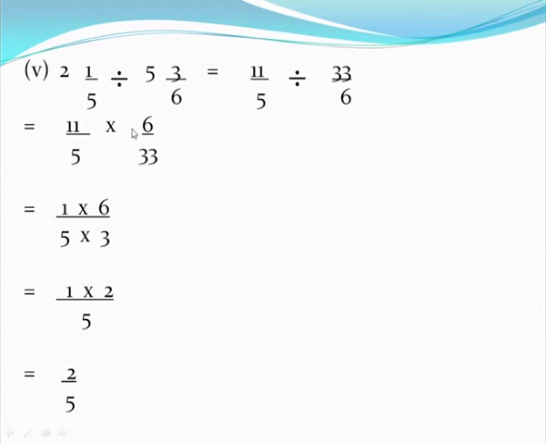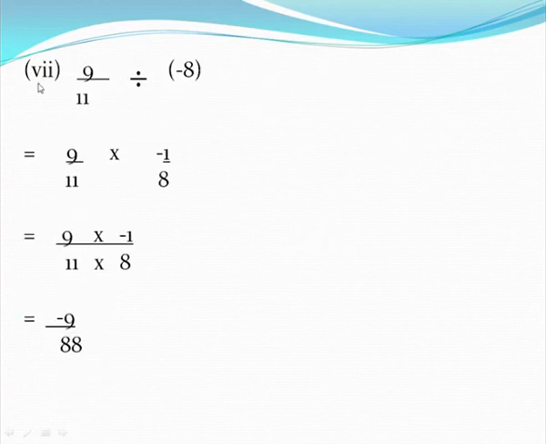Now here in this step you will see here 11 ones are 11 and 11 threes are 33. So we will write 1 in place of 11 and 3 in place of 33. Now here in this step 5 and 6 will remain as it is. Now again we can cancel 6 with 3. So we will do 3 ones are 3 and 3 twos are 6. So in the numerator you will get 1 multiplied by 2 divided by 5. Here 3 will get cancelled as it becomes 1. Now 1 into 2 is 2 and 5 will remain as it is. Hence the answer is 2 upon 5.